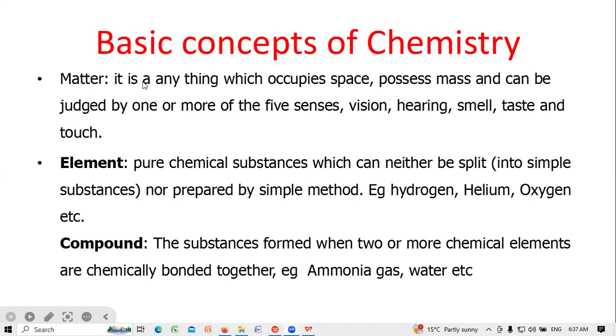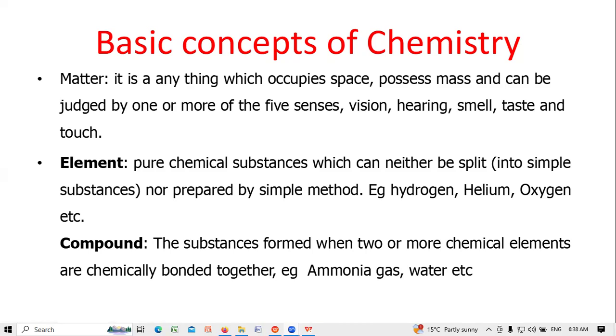First of all, matter. Matter is anything which occupies space, possesses mass, and can be judged by one or more of the five senses. That is vision, you can see; hearing, you can hear; smell; taste; and touch.